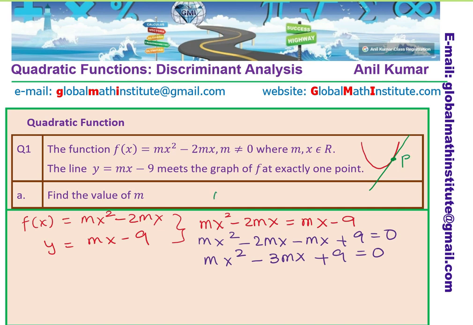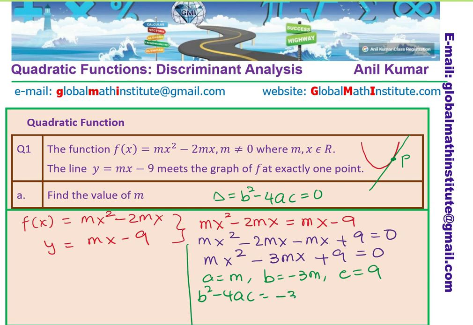Now at this point, we know that delta, which is equal to b squared minus 4ac, should be equal to 0. So let's find the discriminant now. Here we know that a is equal to m, b equals minus 3m and c is equal to 9. So what is b squared minus 4ac? It is minus 3m whole squared minus 4 times a, which is m, and c, which is 9. So this discriminant is basically equal to 9m squared minus 9 times 4, 36m.